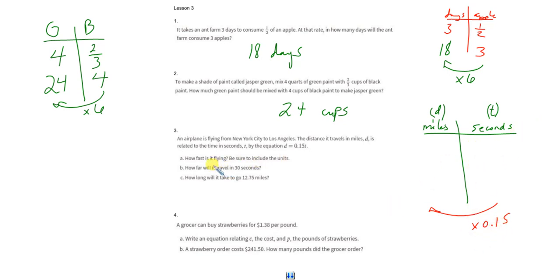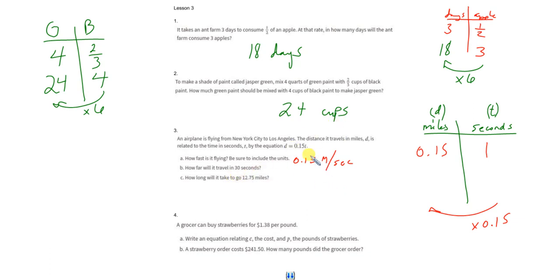How fast is it flying? Be sure to include the units. Well, if we want to know how fast it's flying, we want to put 1 here, right? And that would be 15 hundredths of a mile per second. So it would be 0.15 miles per second. That would be our units, miles per second.